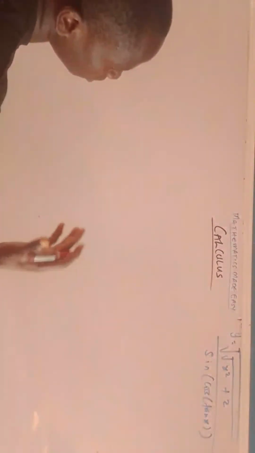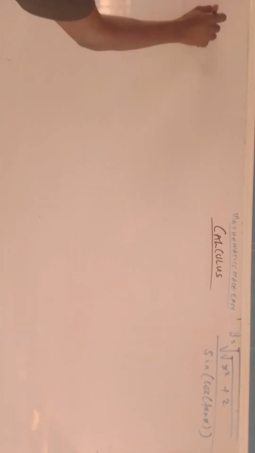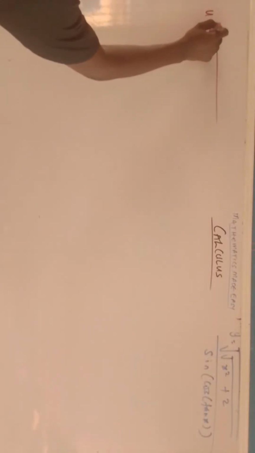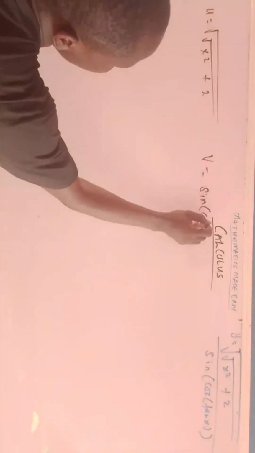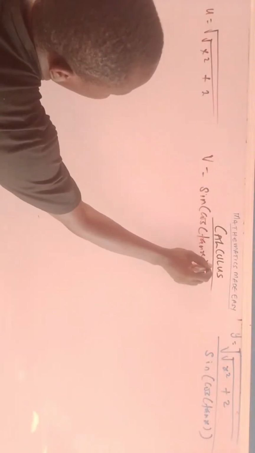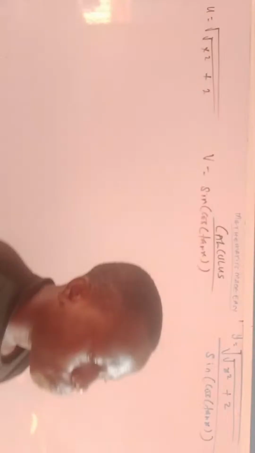Now the first thing you're going to do is your substitution. Say you put u to be the square root of x to the second power plus 2, and then v is equal to sine cos tan x. That's good. So what are we going to do now? How are we going to differentiate u is equal to the square root of x squared plus 2? Look at that here.